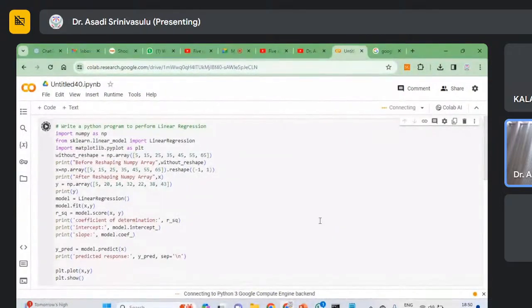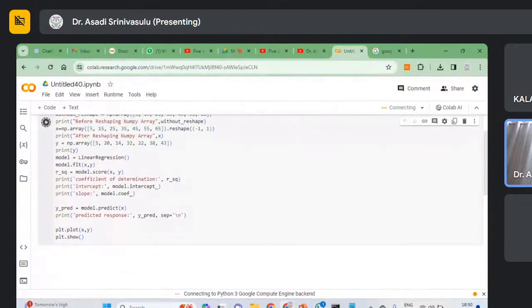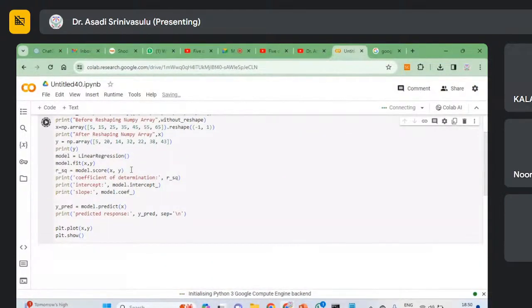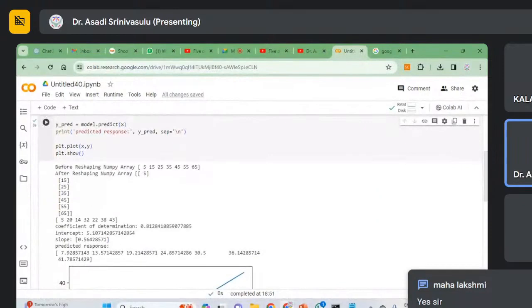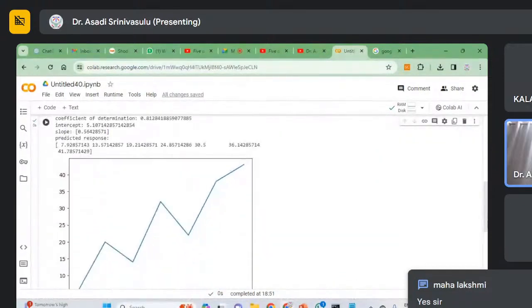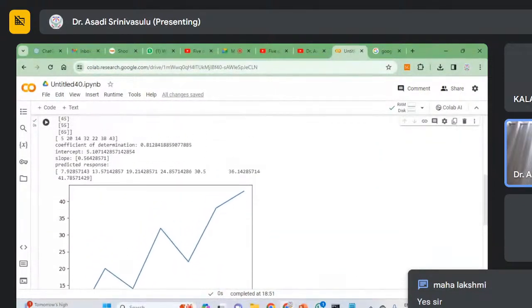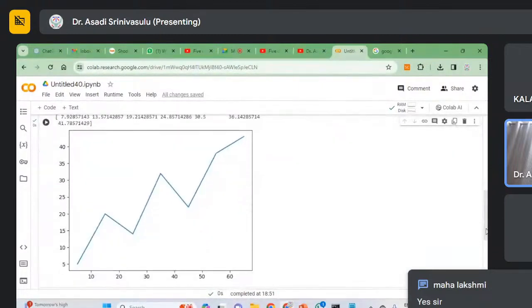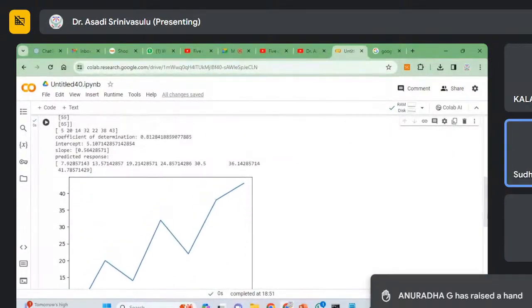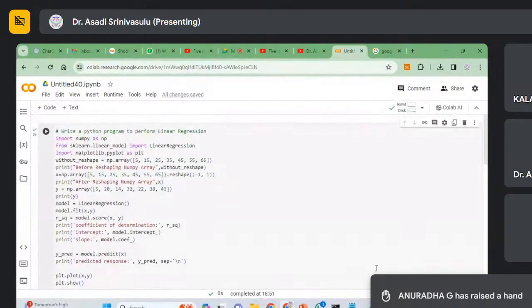Now it is running. My screen is visible, madam? Yes, sir, it's very visible. Yeah, now it is running. See, it produced the results graph. Are you seeing my graph? Yes, sir.